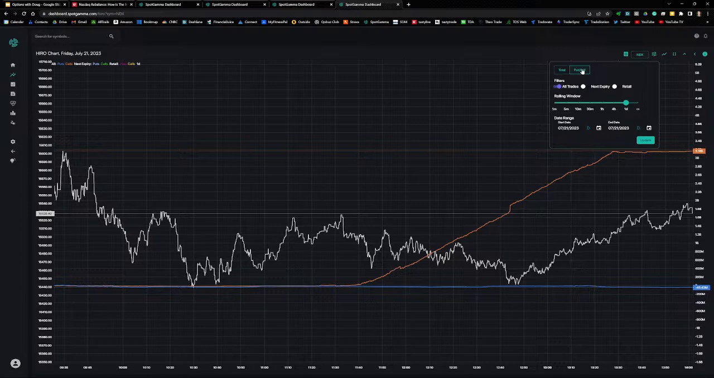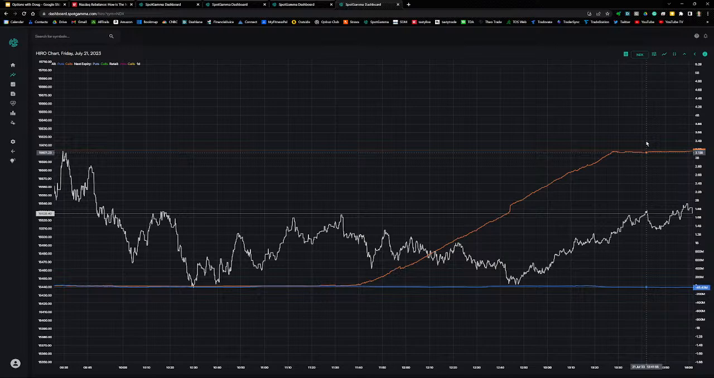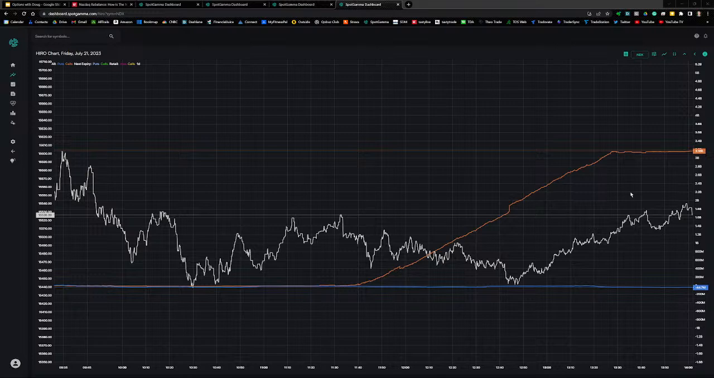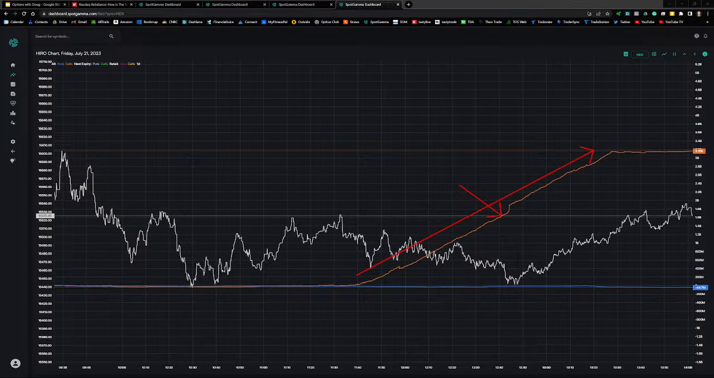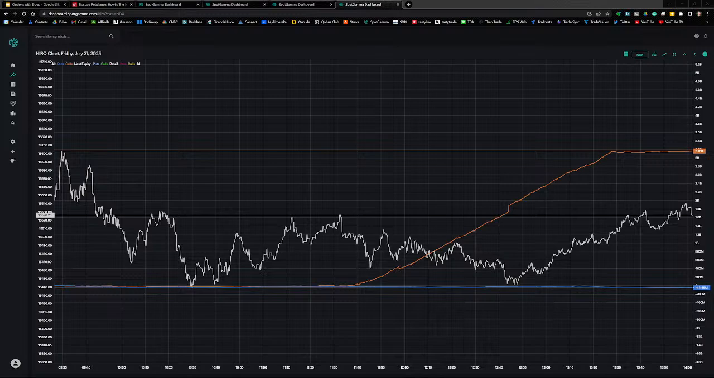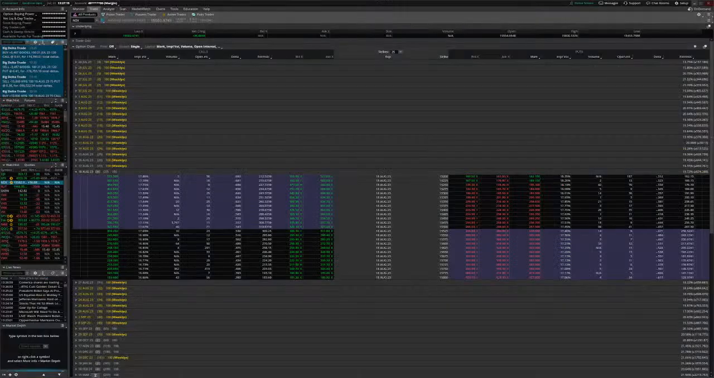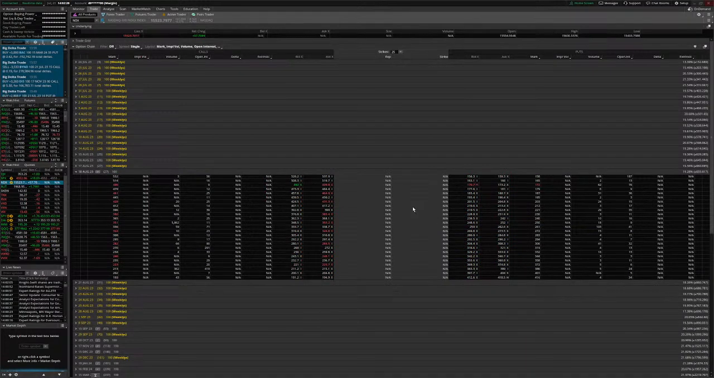Let's go to puts and calls, and we can see that some trader or traders, institution, have been accumulating NDX calls. That's shown by the steady rising orange line, and it looks like that shut off right before 1:30. All right, so I went to Thinkorswim just to figure out what that was.